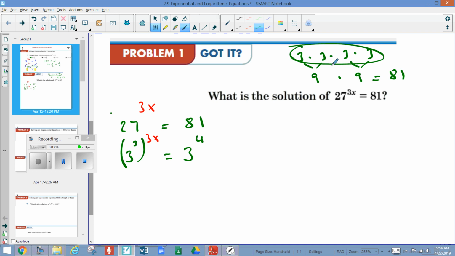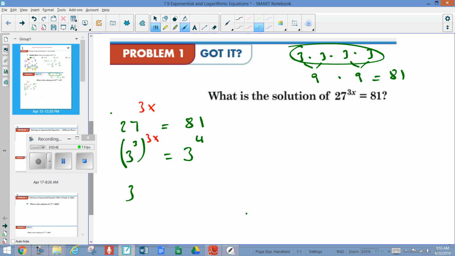So 27 here. 81 is here. Exponent is still there. So what is next? Okay, so now you multiply 3 and 3x, you get 9x. You do 3 to the 4 power, which gives you 81. We already did that. So what is next here? You multiply exponents, power to the power property, right?